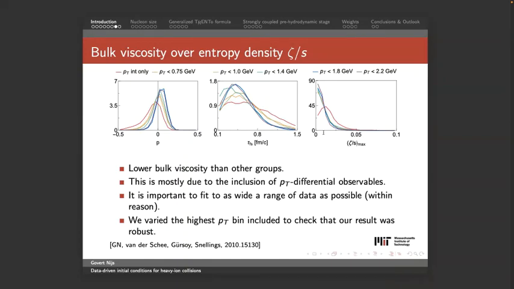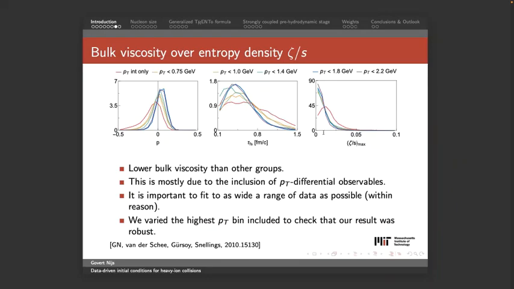But I would like to stress that it is important to at least try to expand your set of what you fit to as wide a range of data as possible. Of course, I added this within reason yesterday after JF's talk, where I totally agree that if your model doesn't describe that observable, or you have reason to doubt it, you should probably not include it.